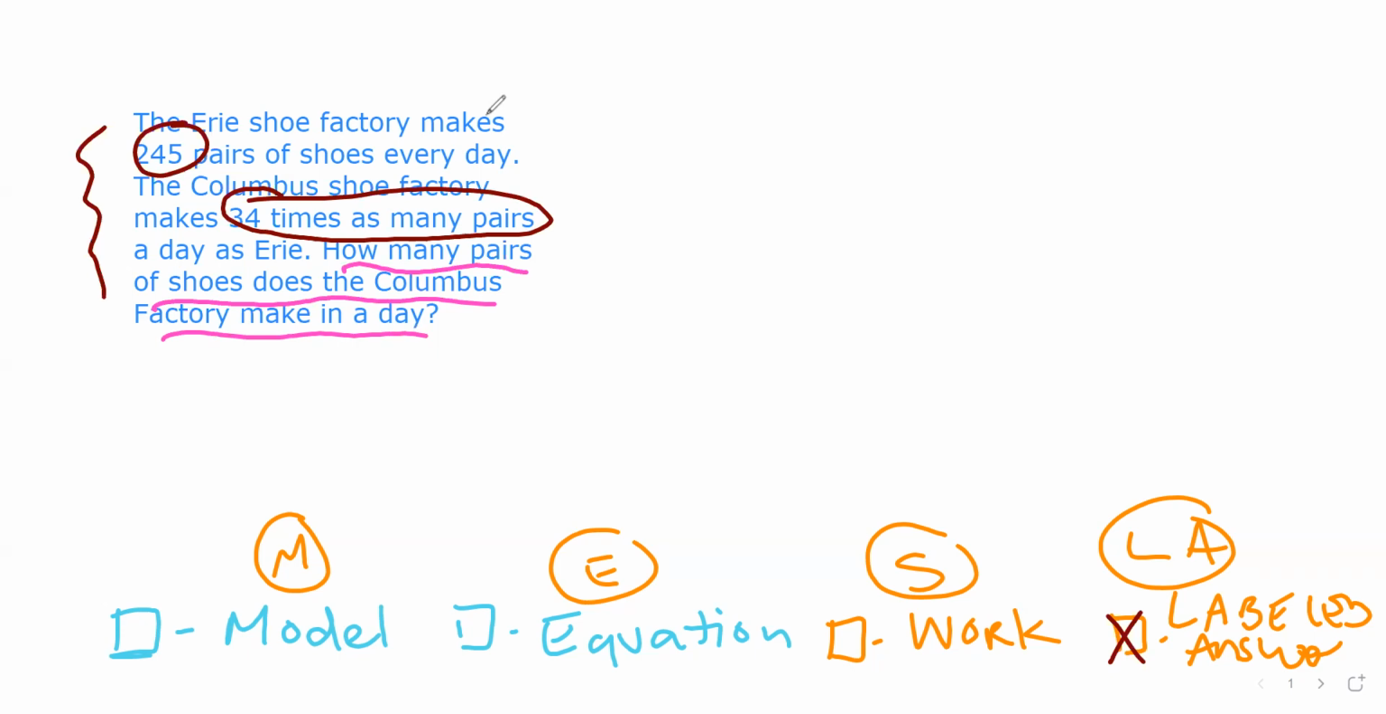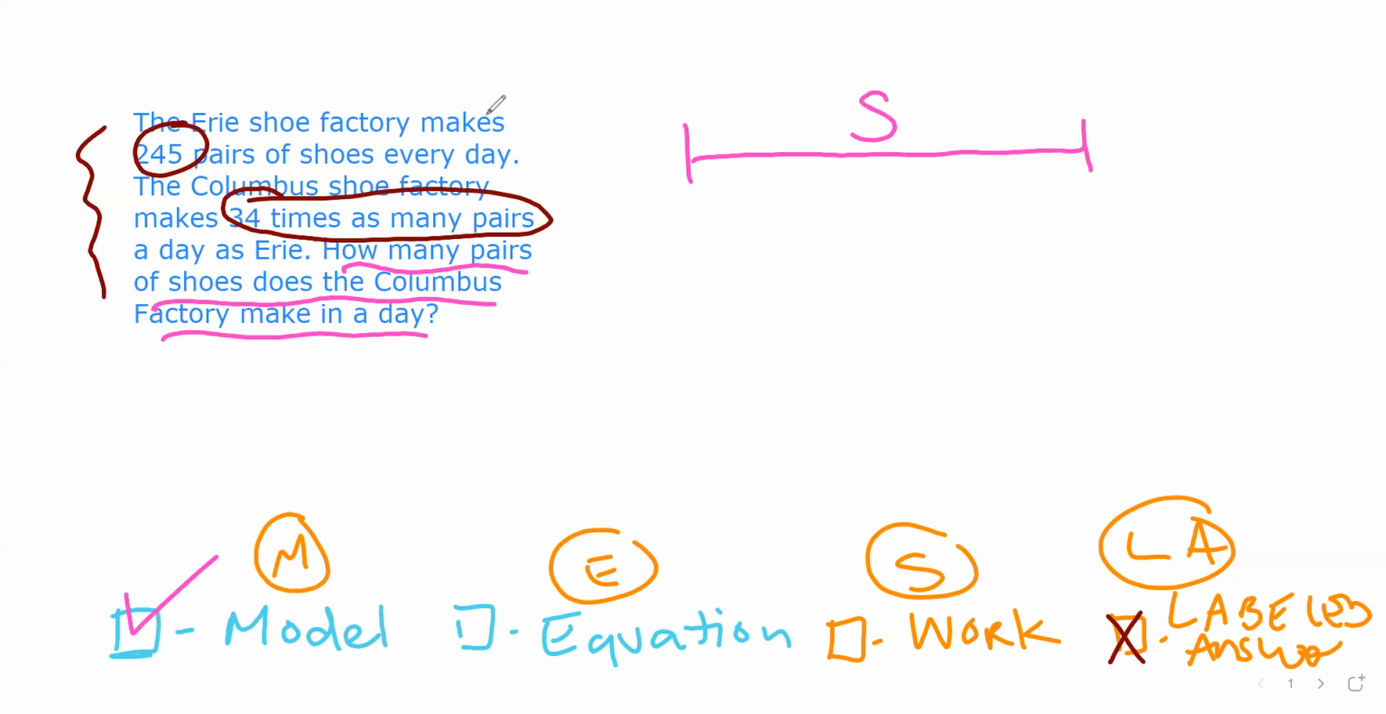So step one, model. Remember, like I said, there's no math involved. I'm actually just drawing a picture of what I'm going to do. We don't have an answer. We want to know how many pairs of shoes the Columbus factory makes in a day. So that would be our total, which we don't know. And remember, in your bar model, the total is that top part. I'm going to use the variable S for shoes.